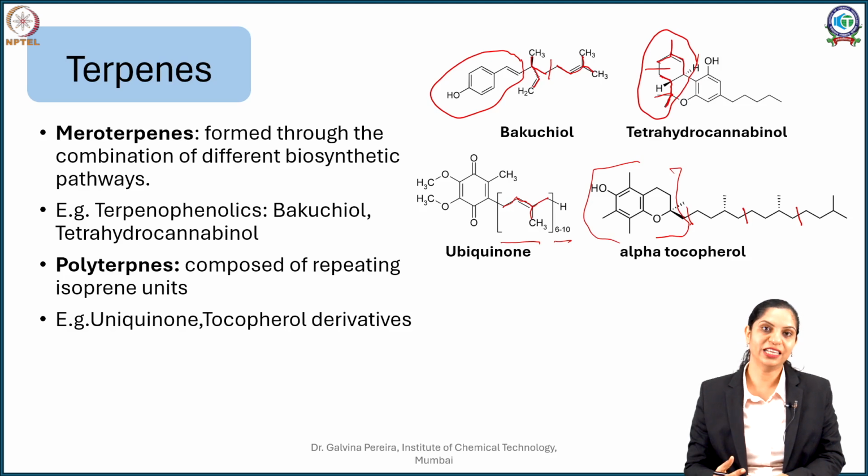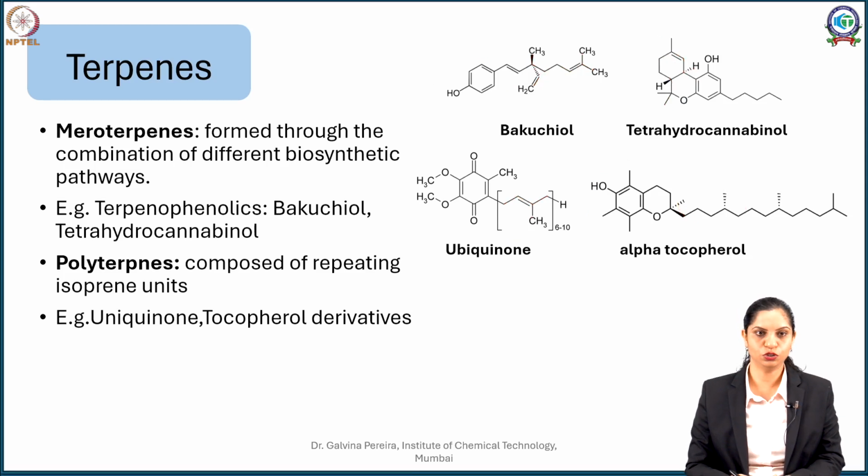Their biosynthesis, what we learnt, is the acetate mevalonate pathway and also your methyl erythritol phosphate pathway. Your methyl erythritol phosphate pathway is mostly used for production of plant pigments, whereas when you see your terpenes and aromatic compounds, it is generally the acetate mevalonate pathway which is used.